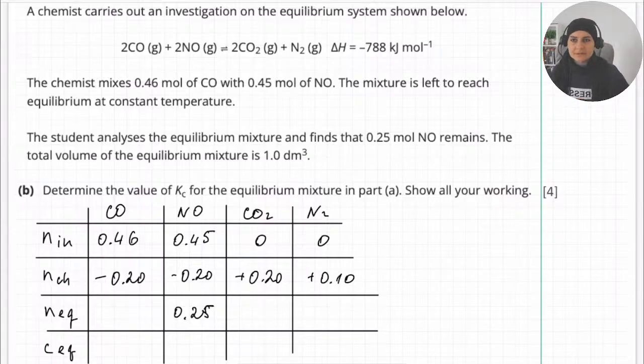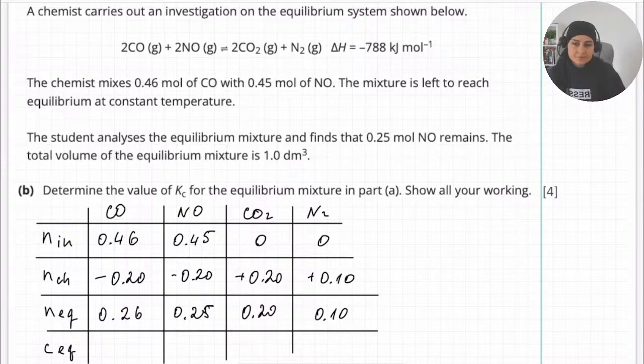Okay, let me double check everything is working. Right, so then let's calculate the equilibrium moles. For CO, it would be 0.46 minus 0.20, my mental math, so 0.26. For CO2, 0 plus 0.20. For N2, 0 plus 0.10.